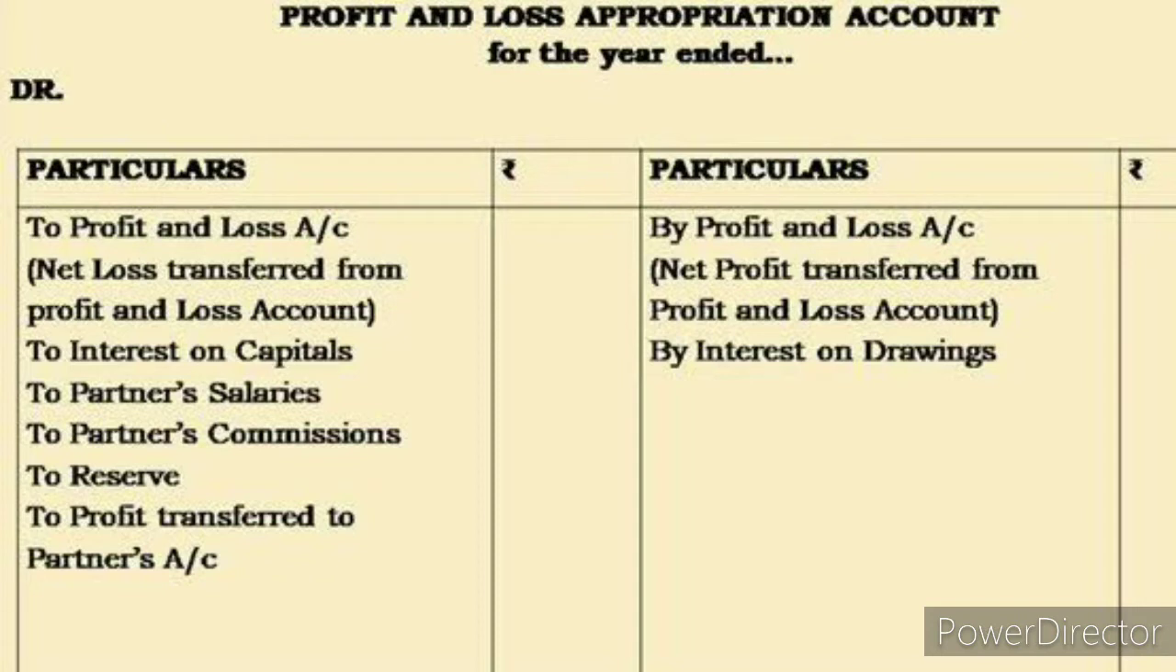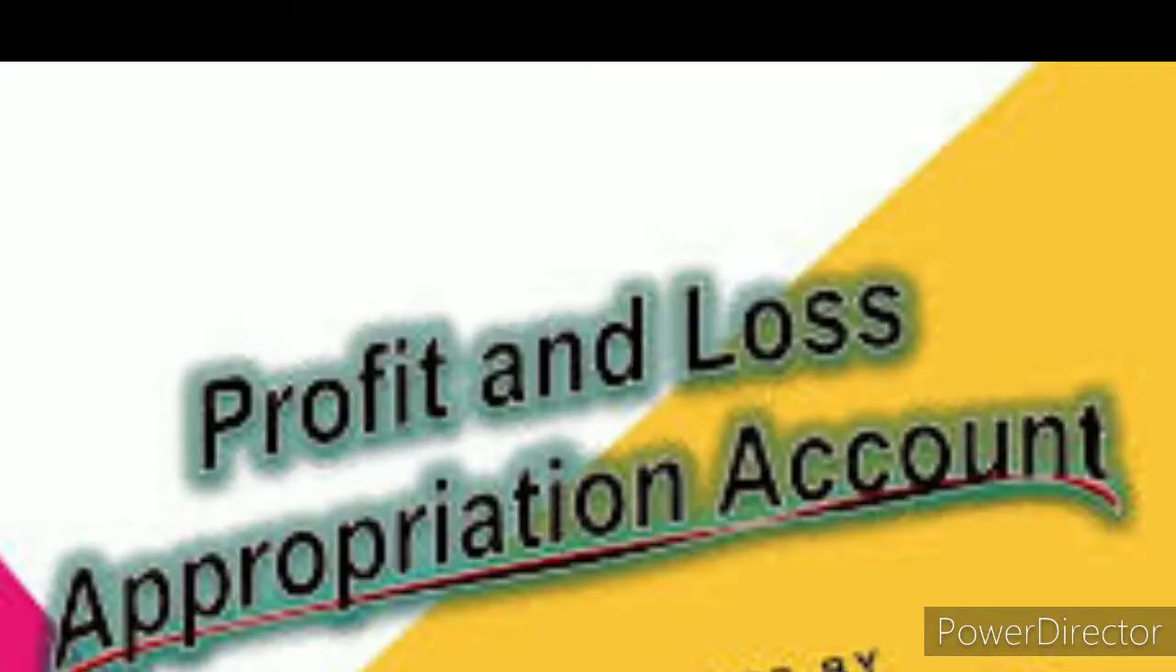So if the firm makes profits, only then will they be able to save that money. Even after this, if there is any money left, what do we call it? That money is called divisible profit. These are the things that we had to distribute. Now we have to transfer it to an account. Let's see how to transfer these to an account, and that account is called profit and loss appropriation account.